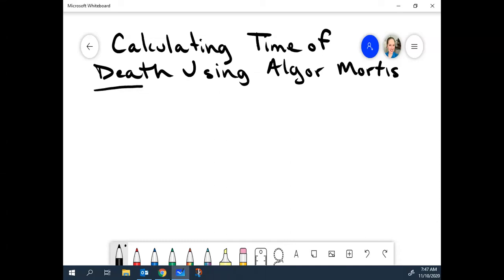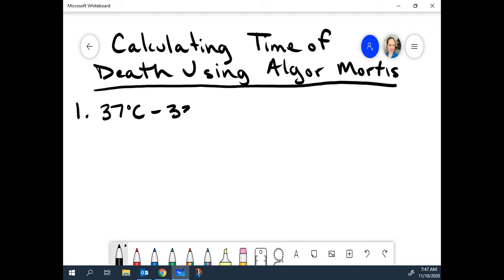All right, so we're going to go over the answers to yesterday's worksheet, calculating time of death using Algor Mortis. So the first one, you were given a situation where a body was found and the temperature of that body was 33.1 degrees Celsius. So we're going to start like every other problem. We're going to do 37 degrees Celsius minus the 33.1. And what are we going to get? 3.9 degrees Celsius is the temperature lost.